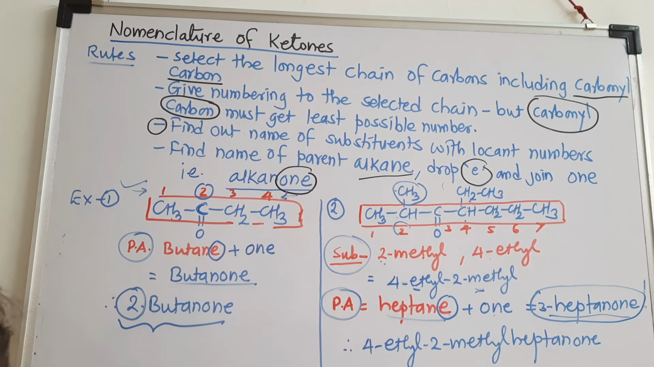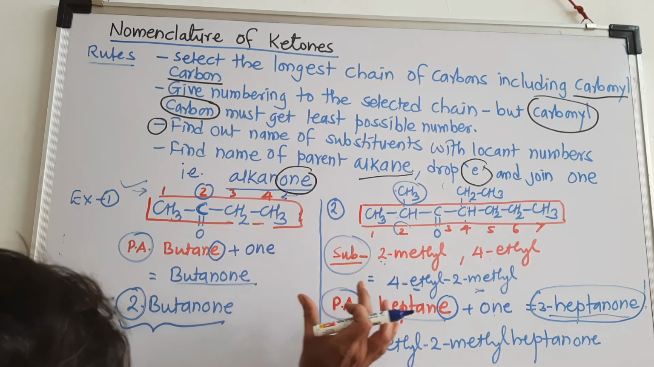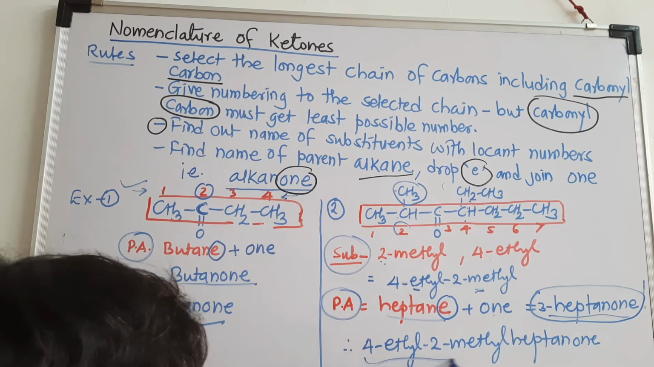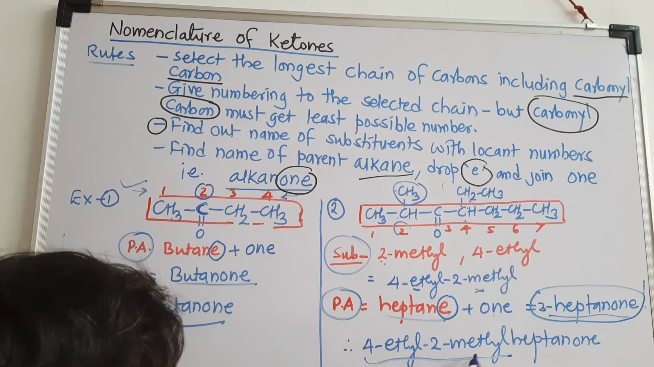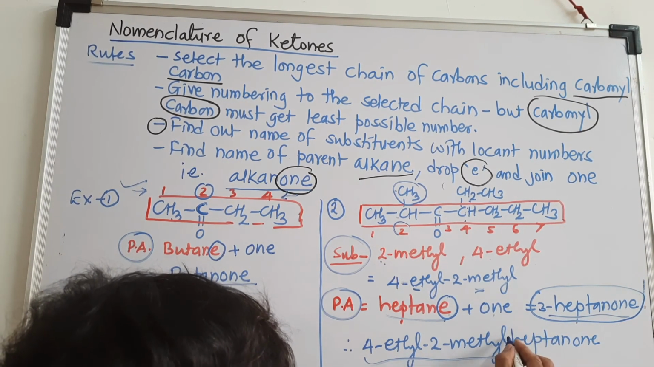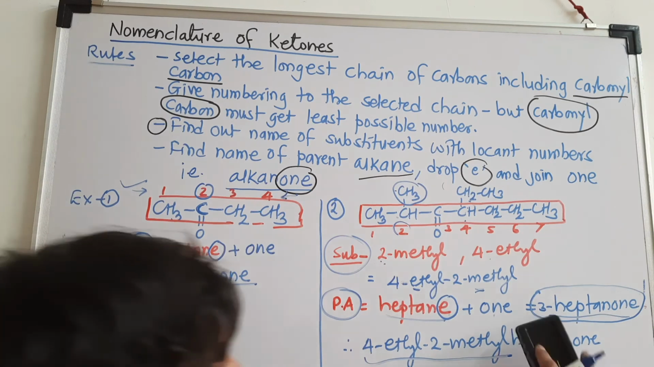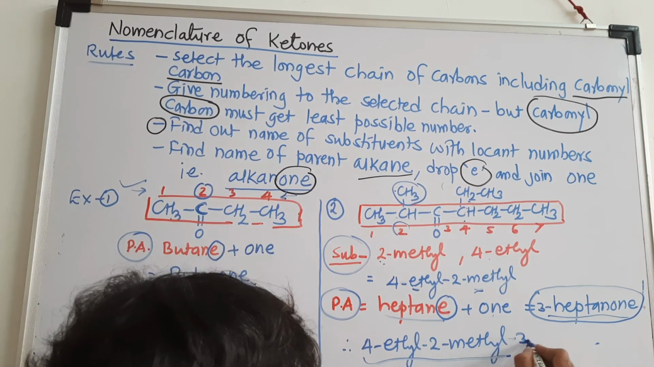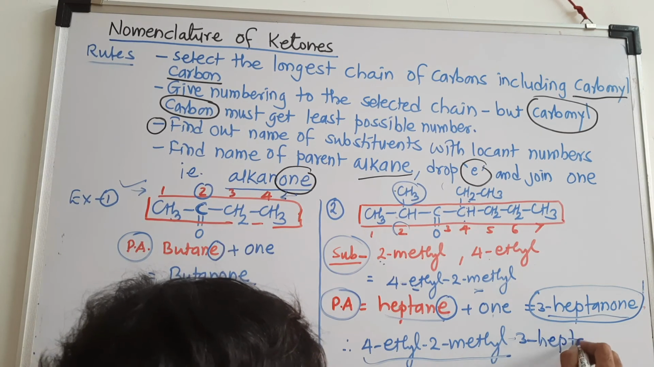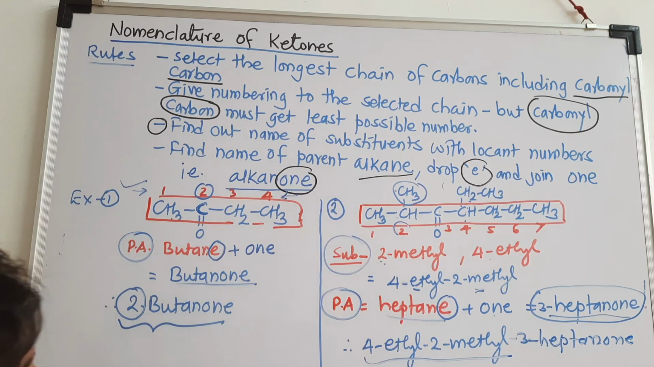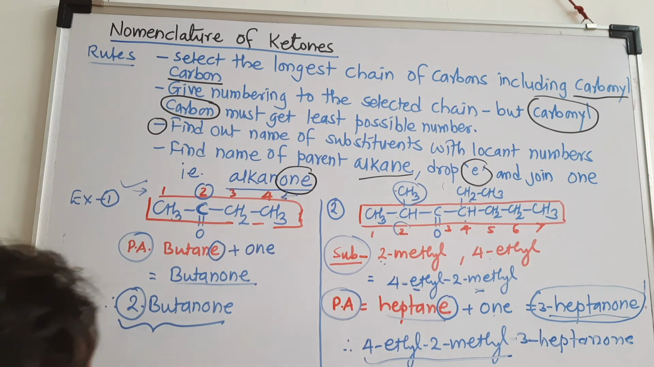Then the final name is the name of the substituents and then the name of the parent alkane. So the name of the substituents is 4-ethyl 2-methyl and the parent alkane is heptane. I forgot to write here 3-heptanone. I have to make that change. So this is 3-heptanone. So the name of this compound is 4-ethyl 2-methyl 3-heptanone.